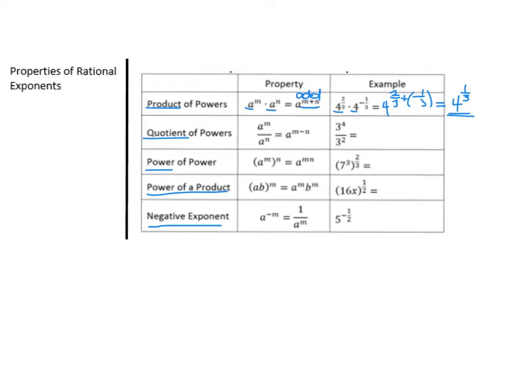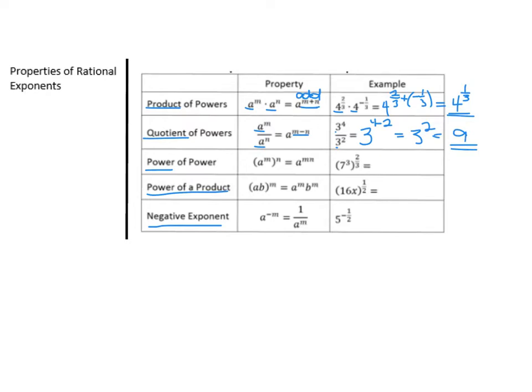Quotient of powers, when you divide bases, you simplify their exponents with subtraction. Now this one doesn't have fractional exponents. So we're just going to keep the base of 3 the same, and we take the numerator power minus the denominator power. And that would be 3 squared, which equals 9.